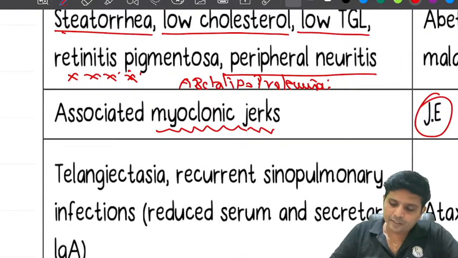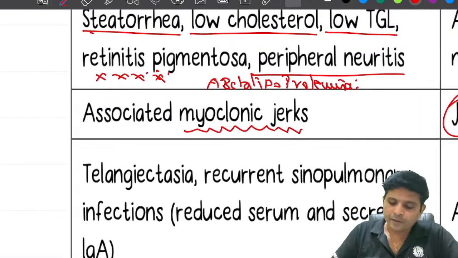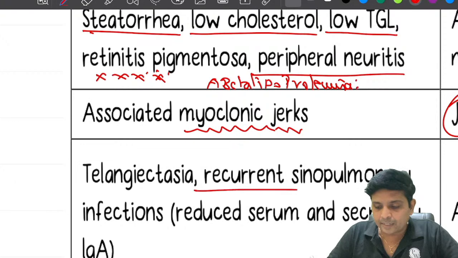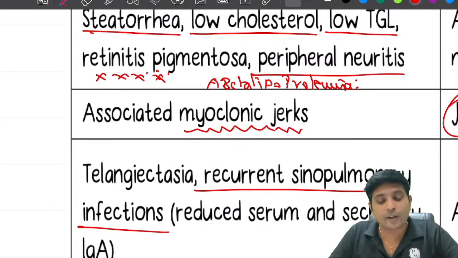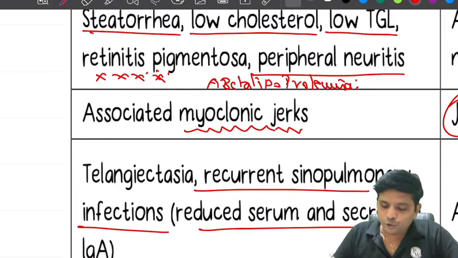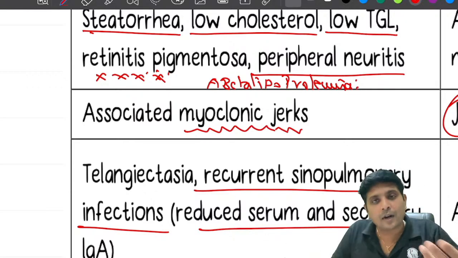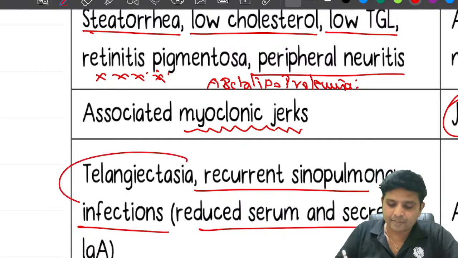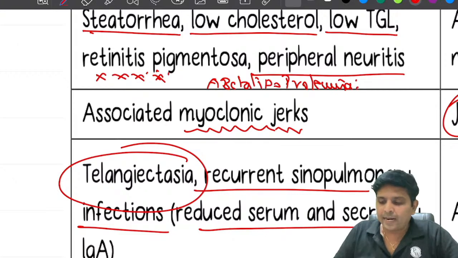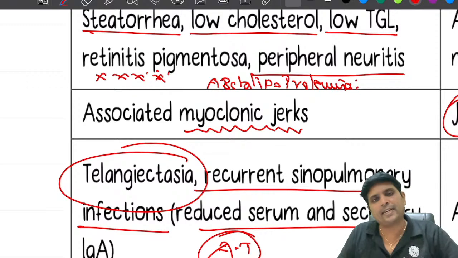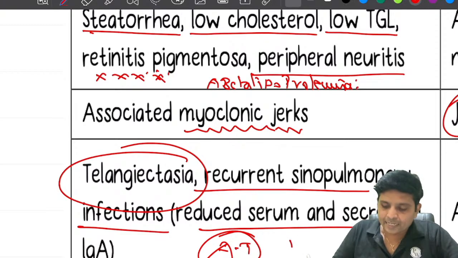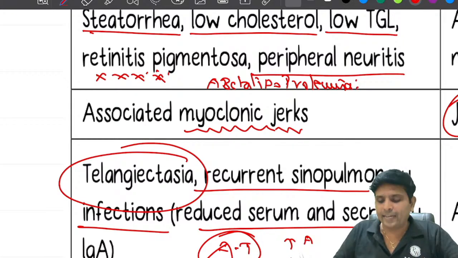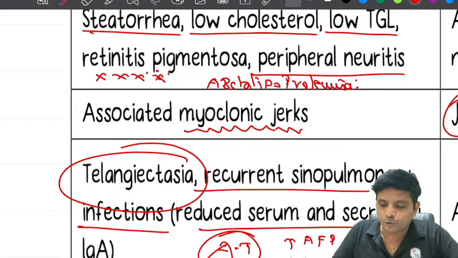And finally, what is this? A child with recurrent sinopulmonary infections or bronchiectasis due to reduced IgA, and on inspection the child is having telangiectasia. And as you correctly told, the diagnosis is ataxia telangiectasia, and it is characterized by one A is high, another A is low. What A is high? Alpha fetoprotein is high. One A is low. What is that?